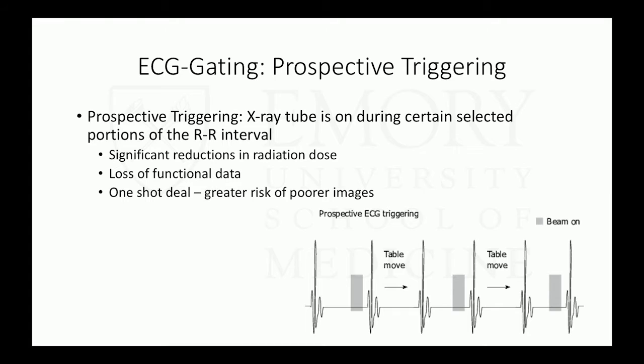And the other thing that's really important is it's a one-shot deal. So you're only imaging at one portion, and if you miss the sweet spot, you're left dealing with images that are going to have cardiac motion in them, which can be difficult to interpret.